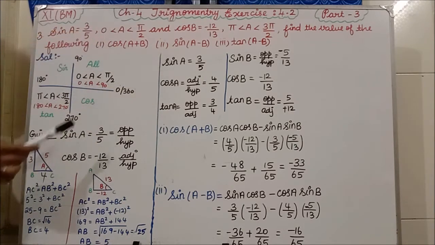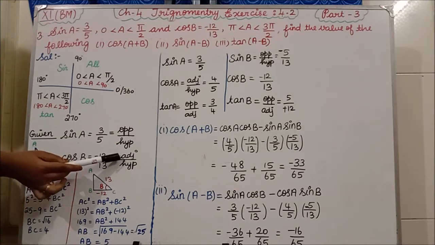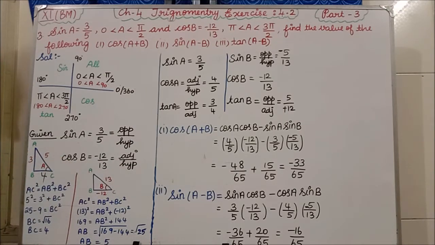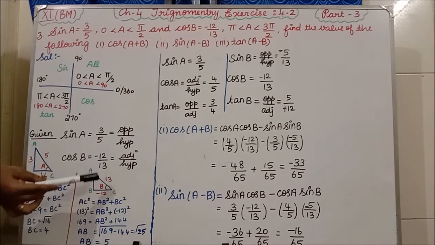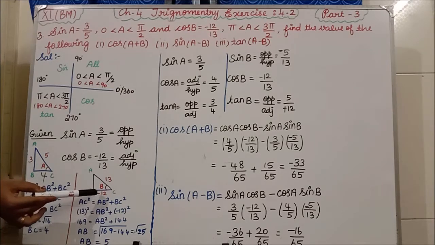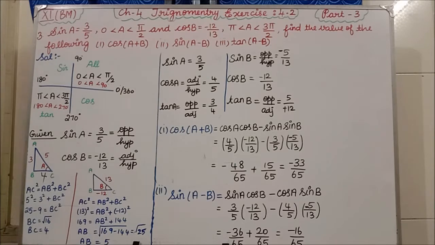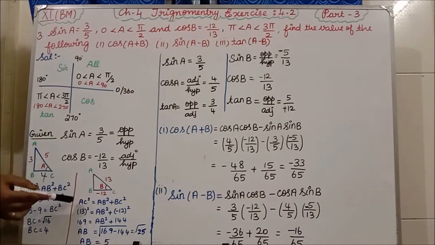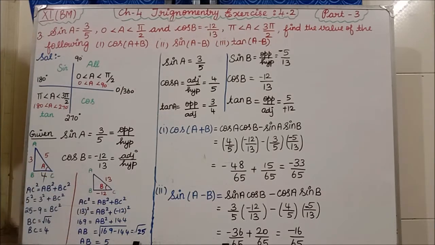What is the question? Cos B equal to minus 12 by 13. For cos we know the formula, adjacent by hypotenuse. Isn't it? So our adjacent side is minus 12, our hypotenuse side is 13. Here, see, the adjacent side I have written minus 12, hypotenuse side I have written 13. Okay, now based on the Pythagoras theorem I am writing AC square is equal to AB square plus BC square. AC square value is what? AC value is 13 square.